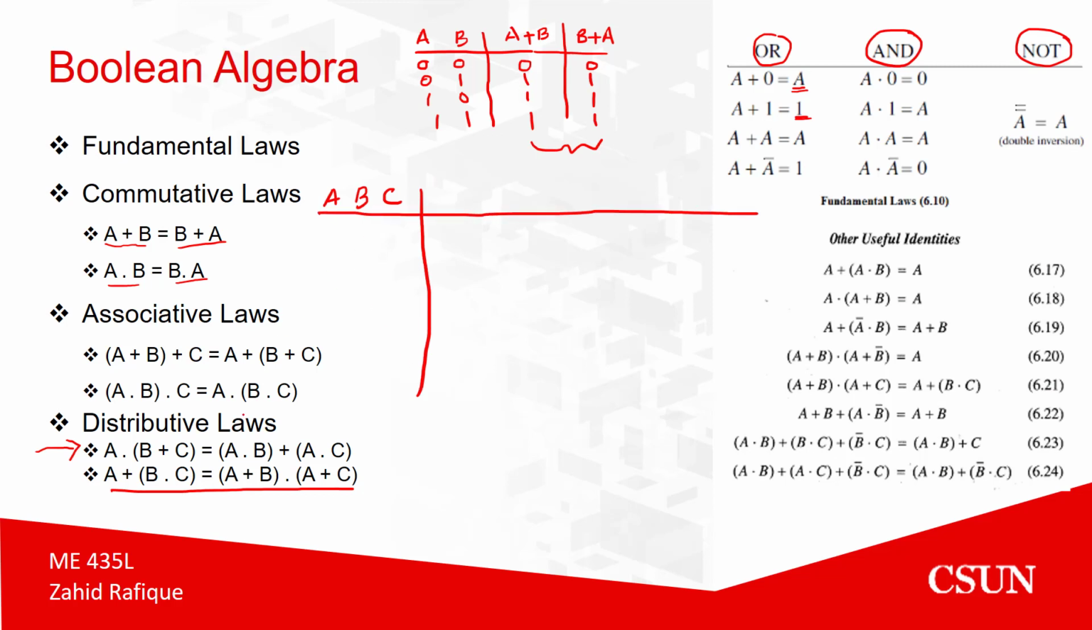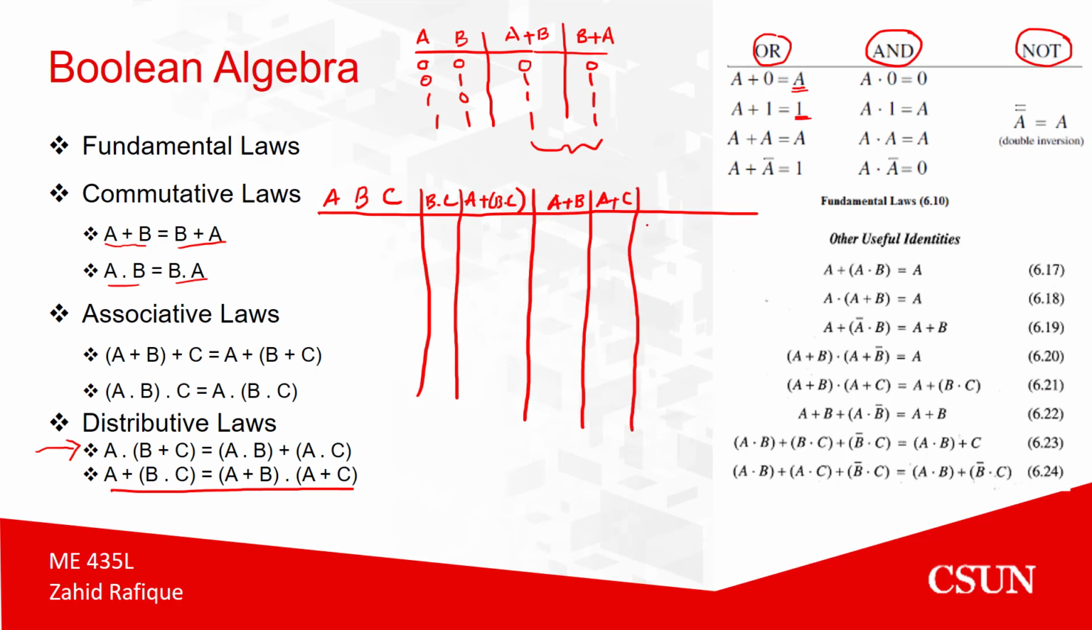And the columns that I need to set up are for each of these quantities. The first here, I want to find B and C. Next, I want to find A or (B and C). That is my left side of the equality. Then I will find A or B, and I will find A or C. And my right side of the equality, (A or B) and (A or C).